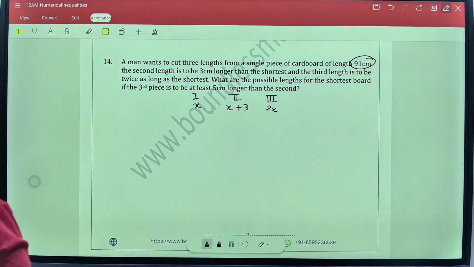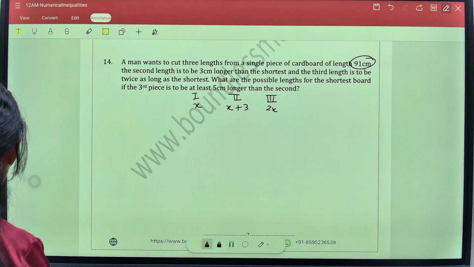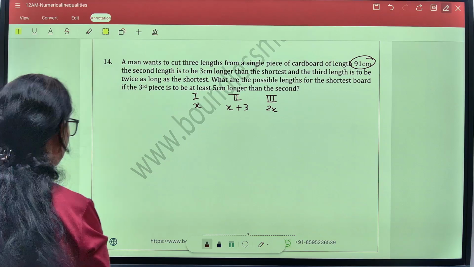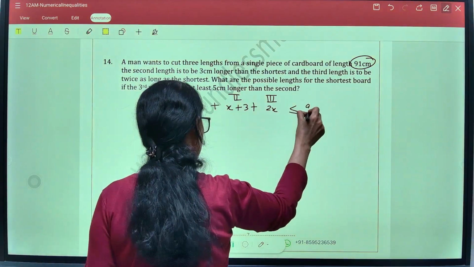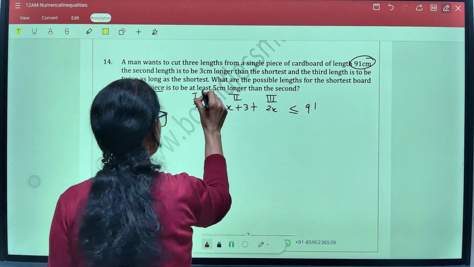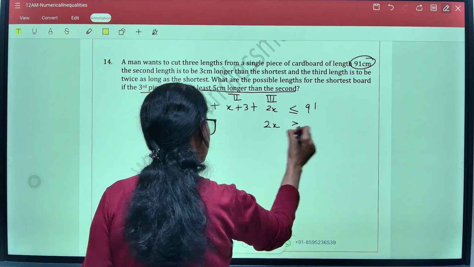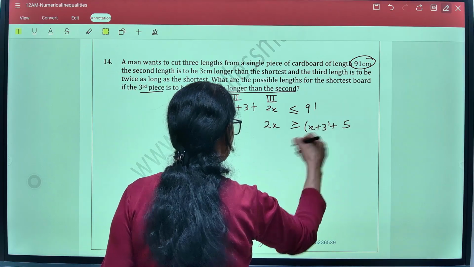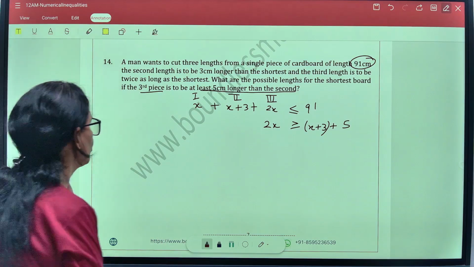What are the possible lengths for the shortest board if the third piece is to be at least 5 centimeter longer than the second? So that means the first condition will create by adding all these, this has to be less than or equal to 91, and the last statement says that the third piece has to be at least 5 centimeter more than the second. So that means this 2x has to be at least 5 centimeter more than the length of second, which is x plus 3. So we have 2 inequalities. Now we need to solve both the inequalities and find a common solution.